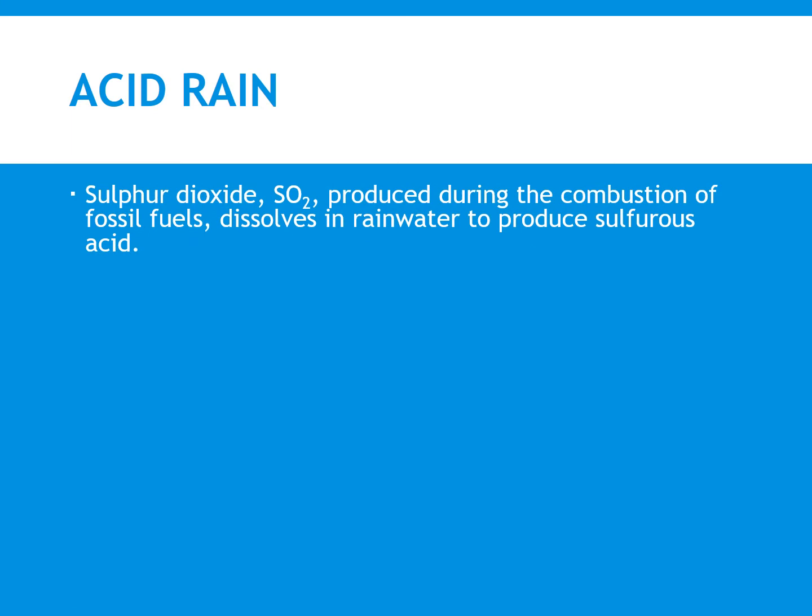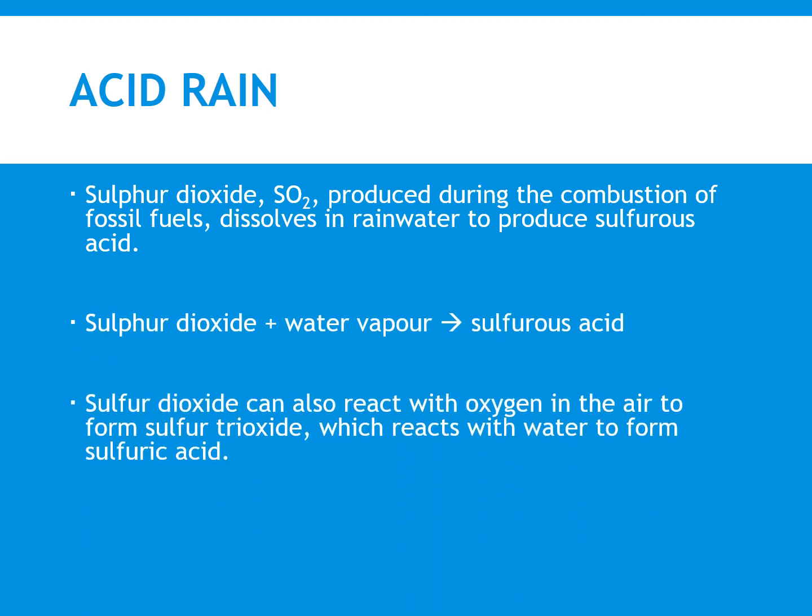When we burn fossil fuels, there are two major ways this can affect acid rain. Carbon, or the coal we burn, can contain some sulfur. This sulfur, when burned in oxygen, can form sulfur dioxide and dissolves in rainwater to produce sulfurous acid. Sulfur dioxide can also react to form sulfur trioxide, which when mixed with water vapor in the atmosphere makes sulfuric acid.